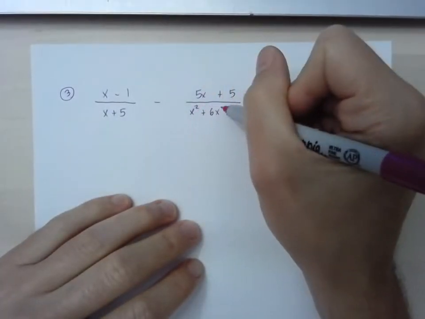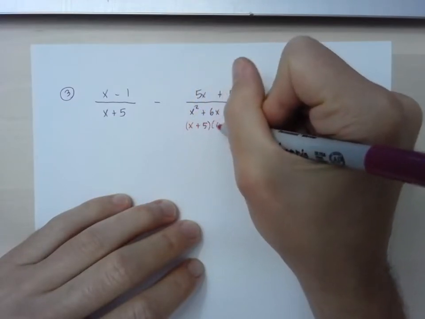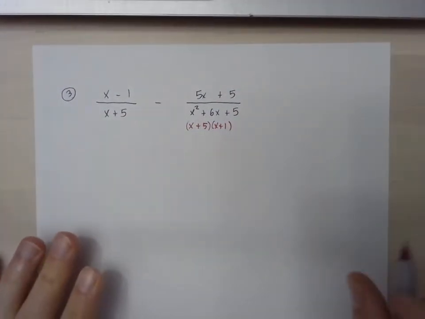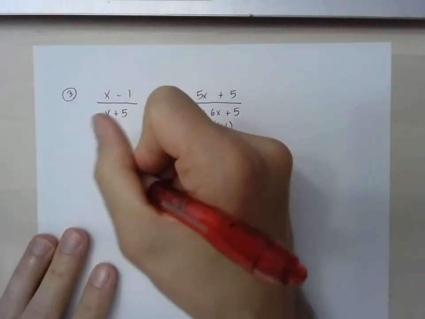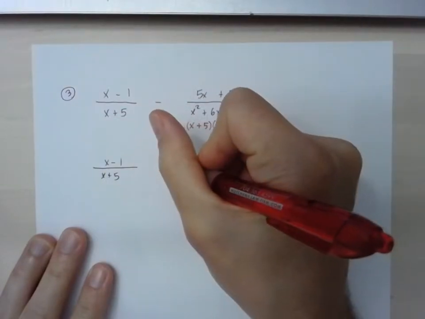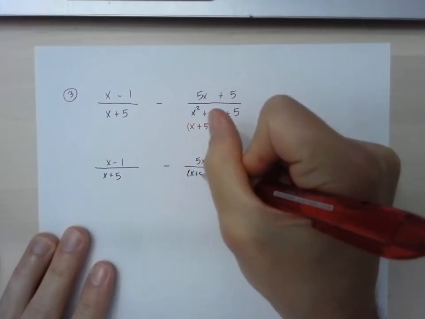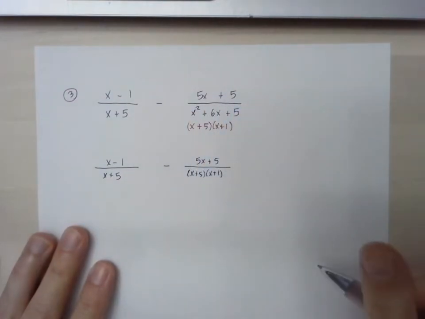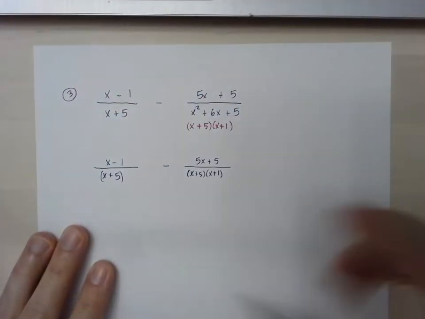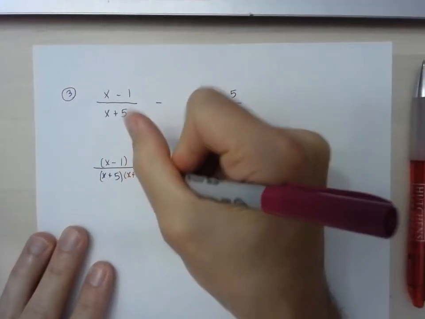First thing is you've got x squared plus 6x plus 5. Well, that's going to factor to x plus 5 and x plus 1. So if I'm doing it the way that I just taught you, I'd be rewriting this as x minus 1 over x plus 5, leaving some space, 5x plus 5 over x plus 5, x plus 1. And recognizing that I need this x plus 1 over here, I'm going to go ahead and write that next to the x plus 5 and the x minus 1.